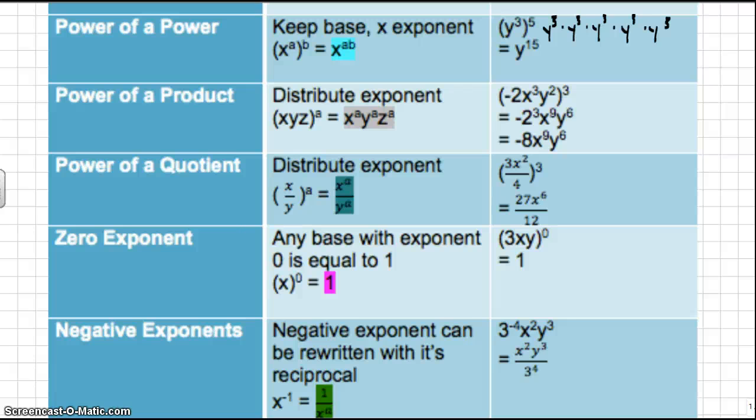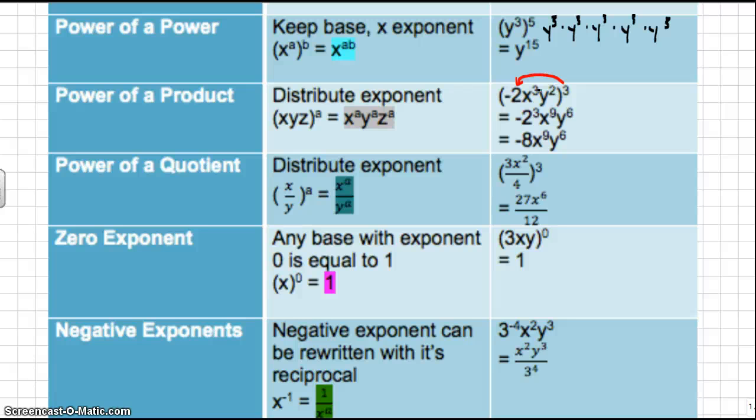And if you look at the example, the one thing I want you to watch is this 3, I'm sorry, gets distributed to the -2. So the -2 is raised to the third power also. Okay, it's not just -2x to the third raised to the third power. It's -2 raised to the third power, and then x to the third raised to the third power, and so on and so forth. So that's just a common mistake that people make. Just be careful about that.